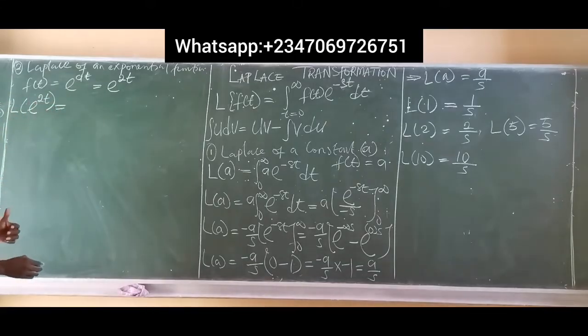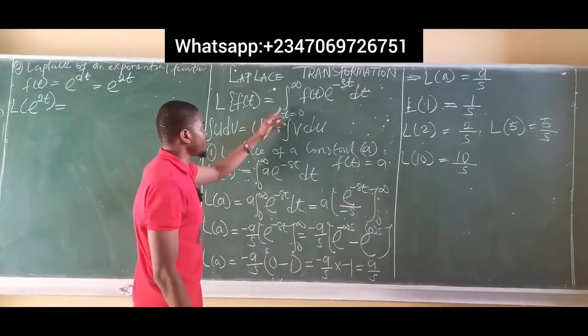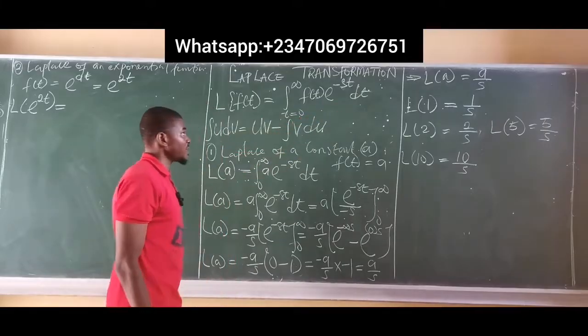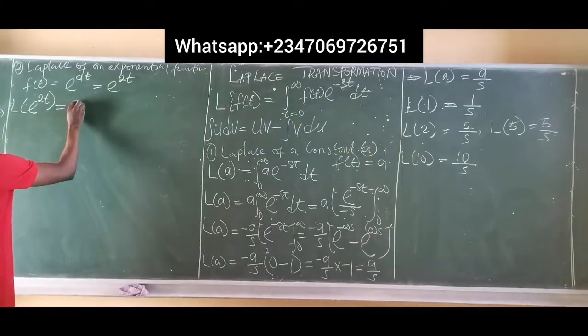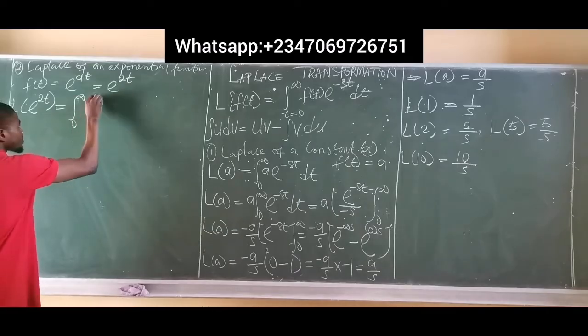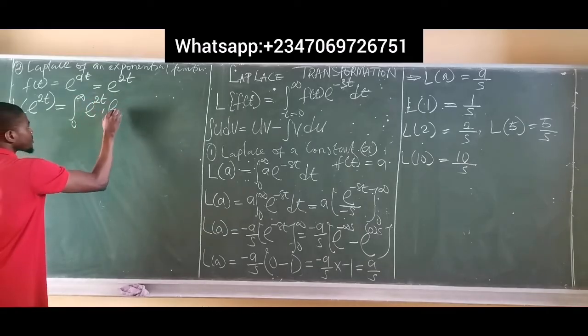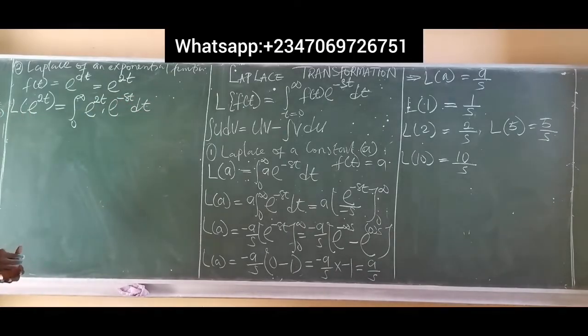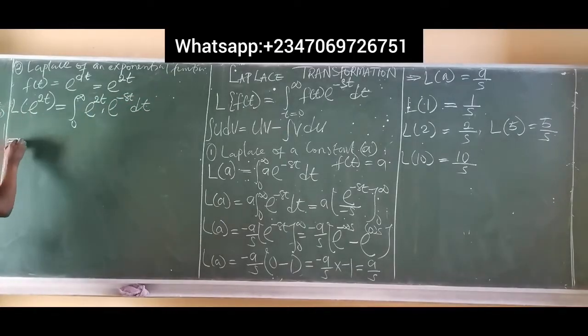Again, this is equal to, imputing that into the formula, integral from 0 to infinity, f of t times exponential minus st dt. You put that in place of f of t: integral from 0 to infinity, exponential 2t multiplied by exponential minus st times dt. This is your Laplace.